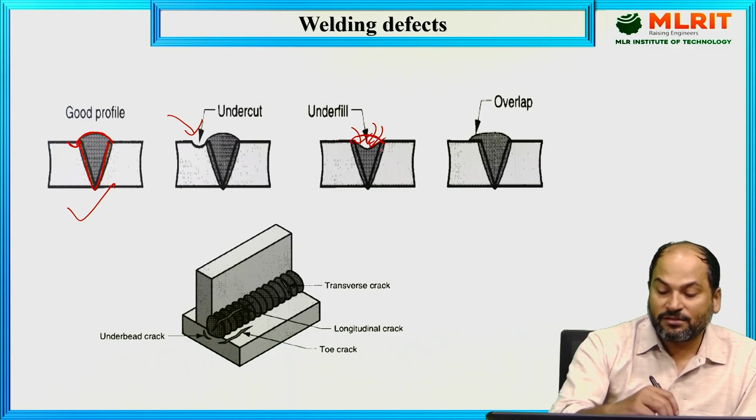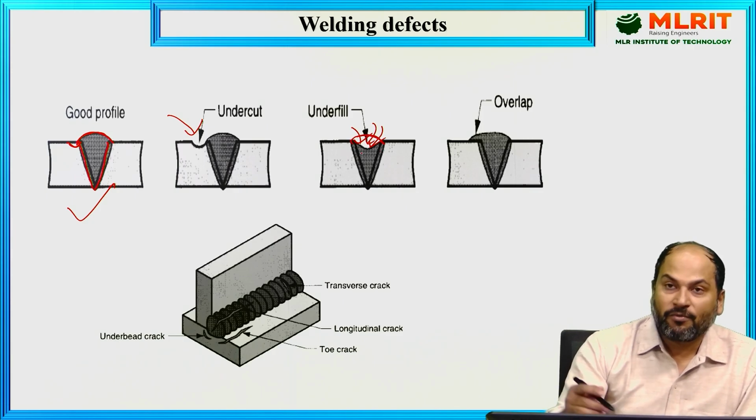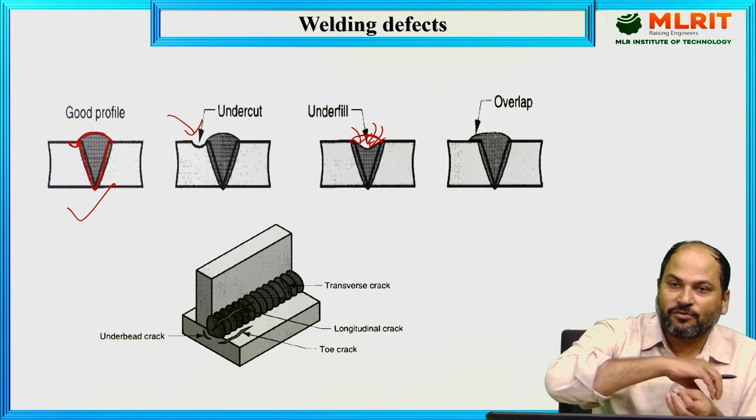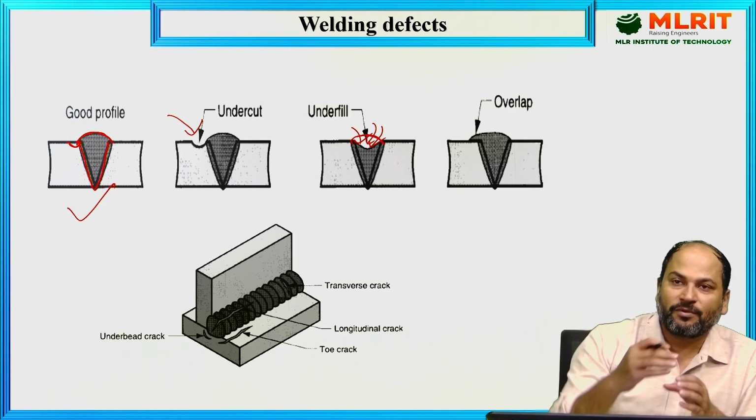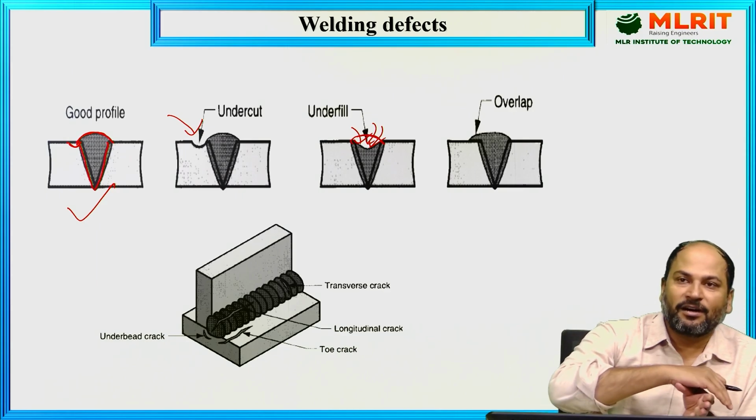Here also there is overlap. Overlap means whatever the deposition is, it has not only filled the part where we have to do the welding, rather it has gone into other sections also.